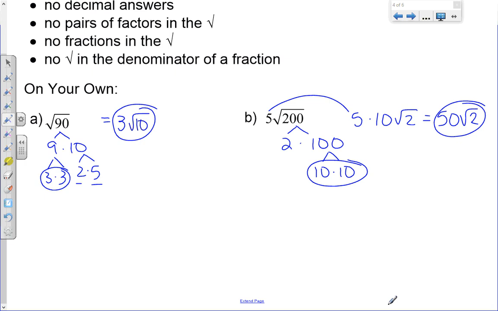10 times 10. And remember, guys, what you're looking for are pairs of factors. You're not looking for prime numbers. You're looking for pairs of factors. So I can stop my factor tree early as soon as I find that pair of factors. 10 times 10 is 100, and the square root of that is 10. That pair comes out as a single 10. The 5 carries over, and then the only thing that's left under there is that single 2.